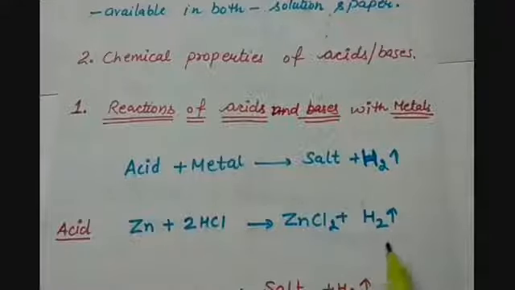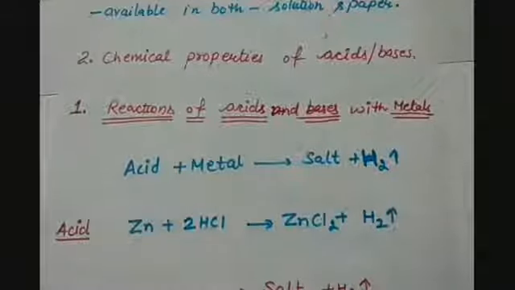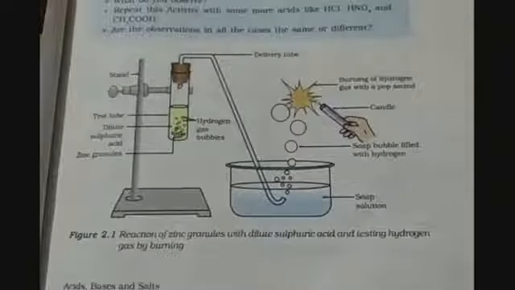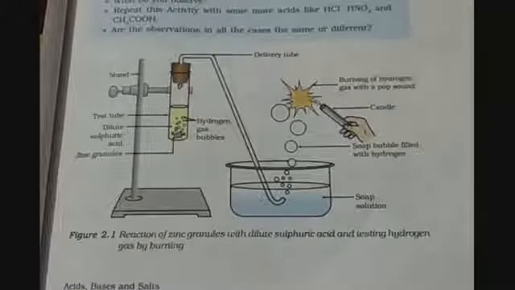Now let us see it with the help of an activity, how we are going to identify that hydrogen gas is produced. This is the diagram given at page number 19 of your NCERT book, related to the activity of reaction of acids with the metals. So here, let us first understand the diagram.